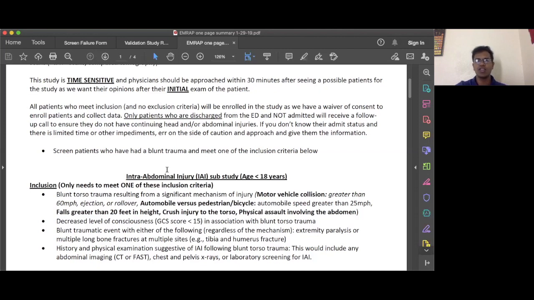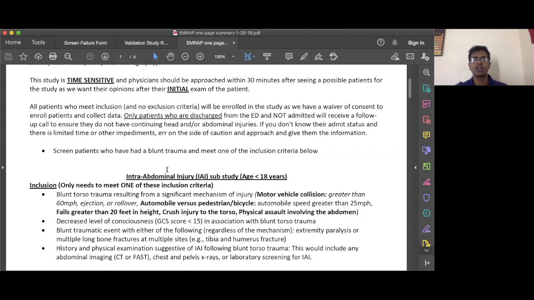And the penetrating trauma exclusion isn't for penetrating trauma to any area of the body. It's only specifically to those two areas for the sub-studies we're concerned with. So that would be the abdomen or the head.